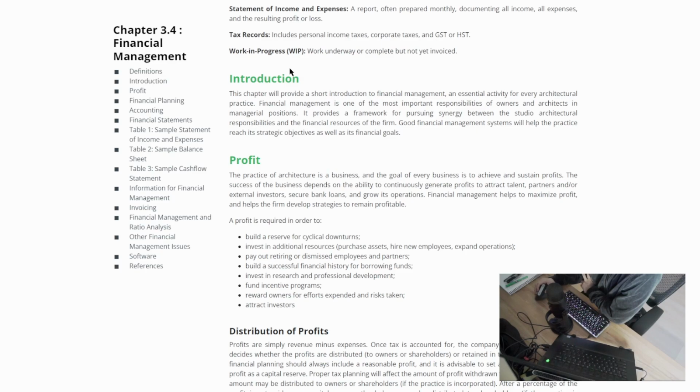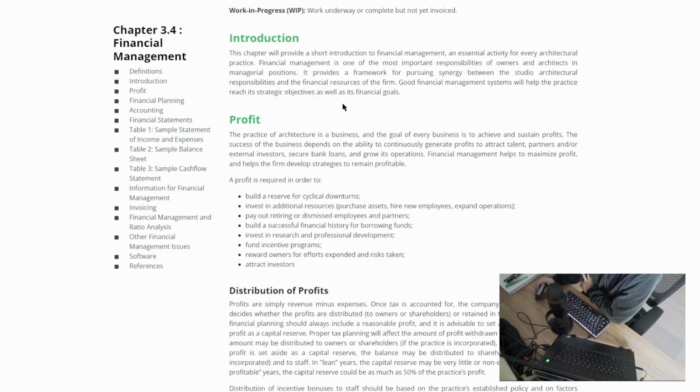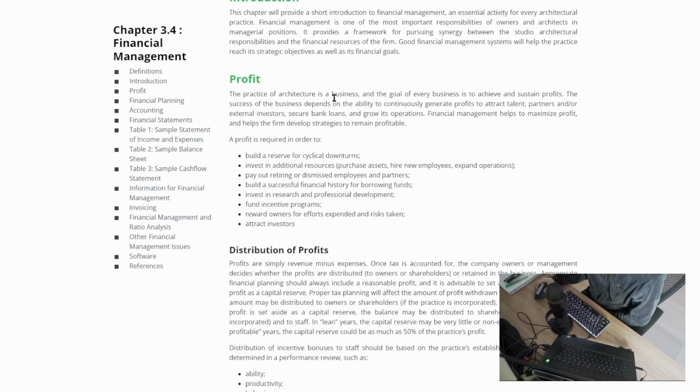Finally, on to the introduction. This chapter will provide a short introduction to financial management, an essential activity for every architectural practice. Financial management is one of the most important responsibilities of owners and architects in managerial positions. It provides a framework for pursuing synergy between the studio architectural responsibilities and the financial resources of the firm. Good financial management systems will help the practice reach its strategic objectives as well as its financial goals.